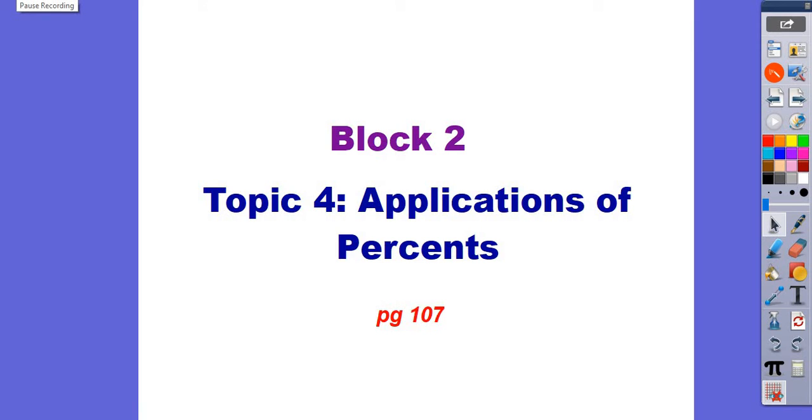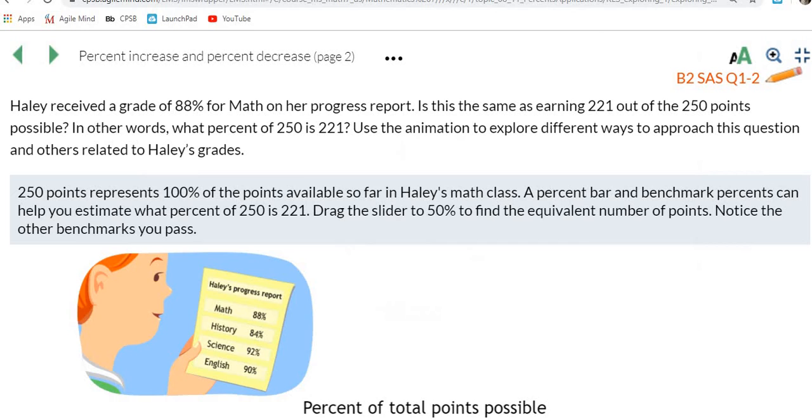This is block 2 from topic 4, dealing with percents. You should be on page 107 in your textbook. First problem we're going to look at goes with your problem 1.